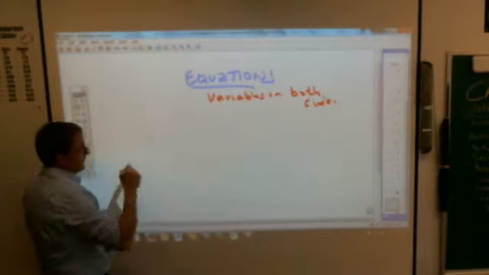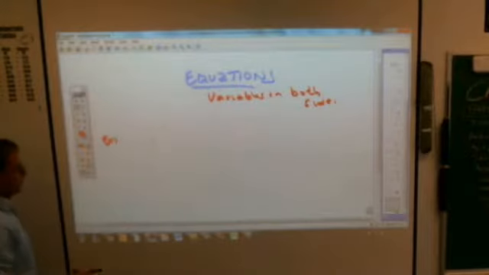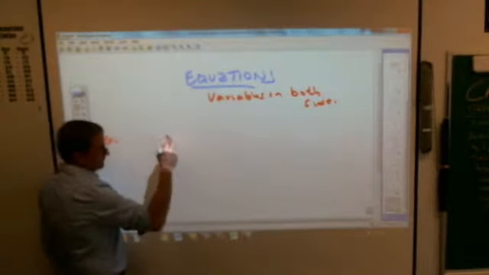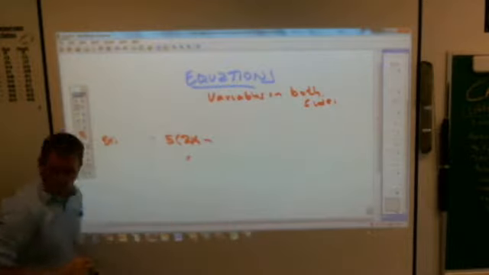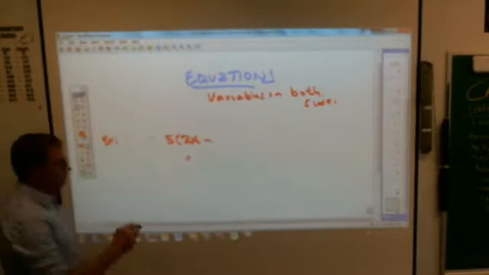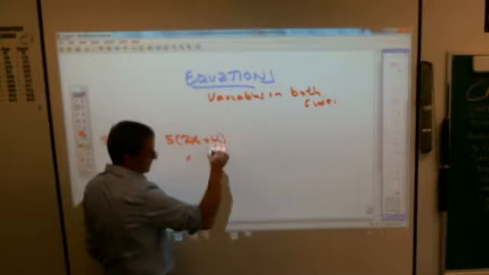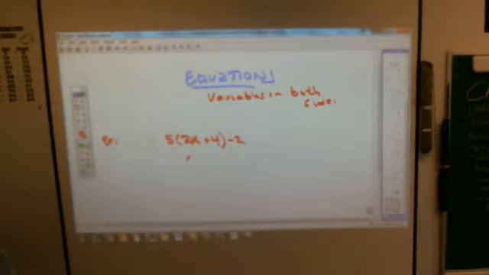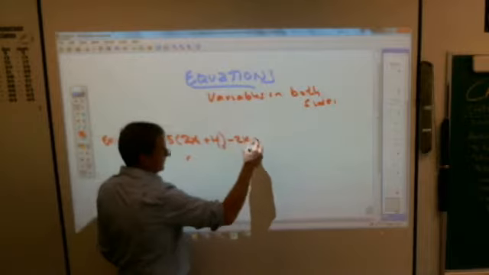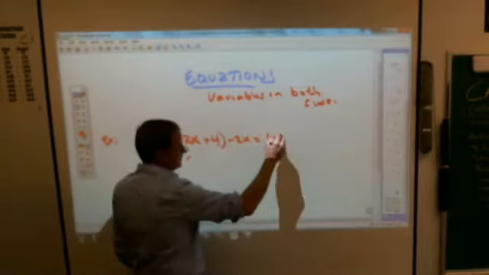So write down this for example. Let's just pick one that looks really intimidating. How about this one? 5 times 2x plus 4, minus 2x, equals 6 plus 2 times 3x plus 12.